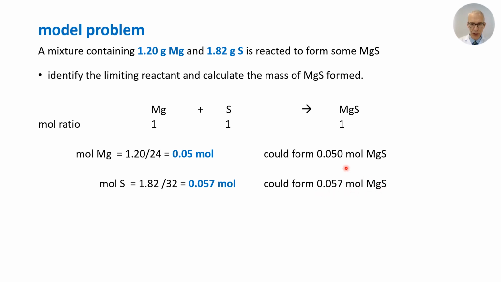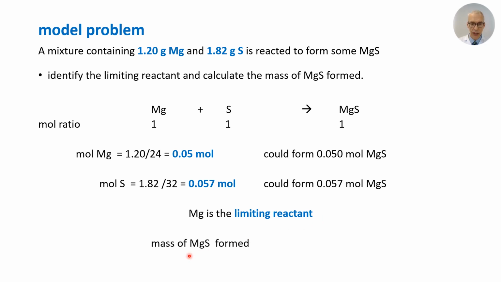We then look at the 2 potential numbers of moles of product and identify the smaller number of moles. This, of course, comes from the limiting reagent. So the magnesium is the limiting reactant in that it could only form 0.05 moles, whereas the sulfur, if fully reacted, could form 0.057, a greater number of moles. So take the smaller numbers of moles as indicating the limiting reactant.